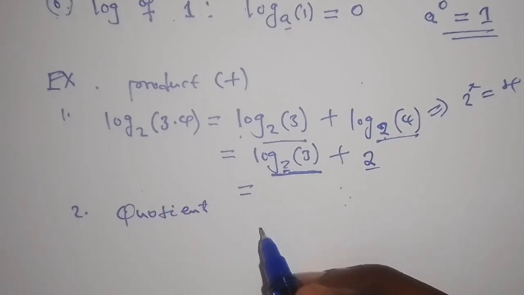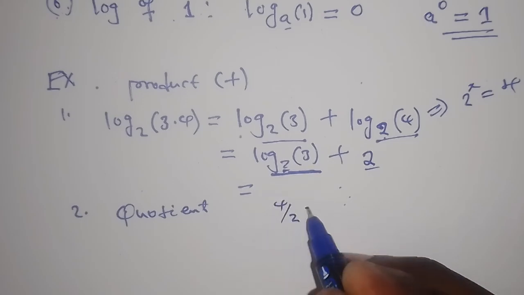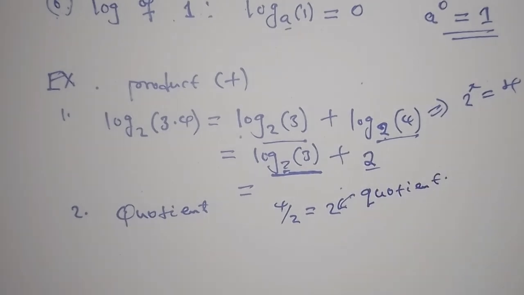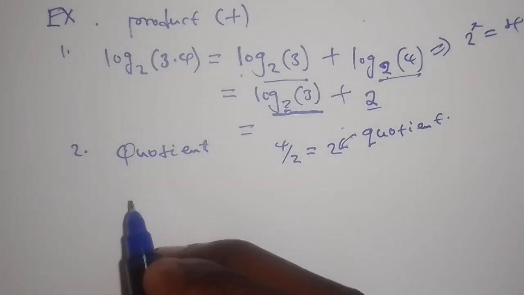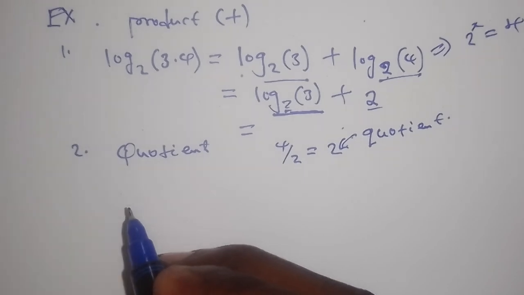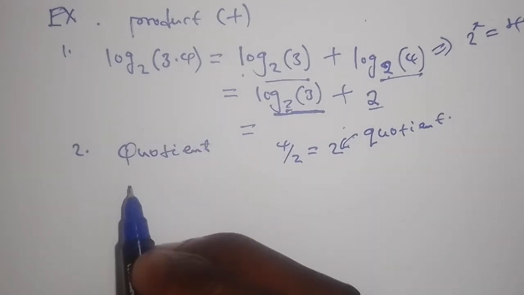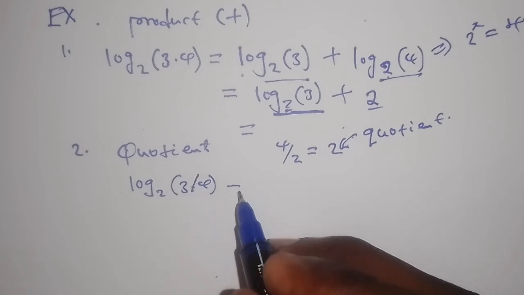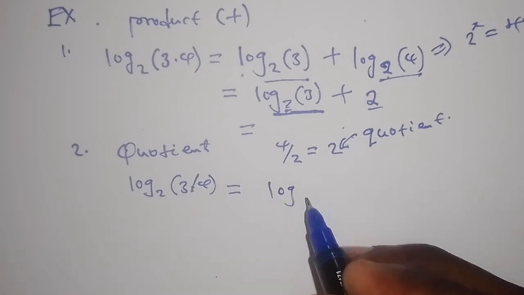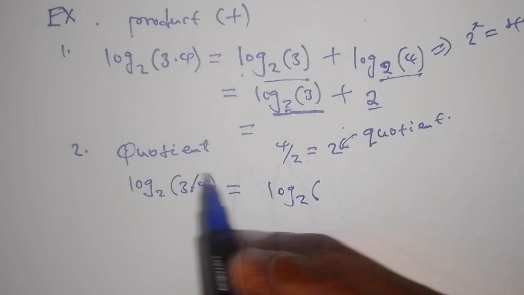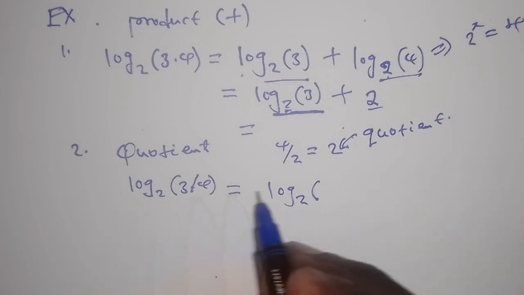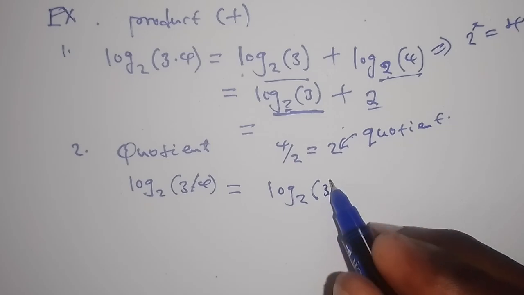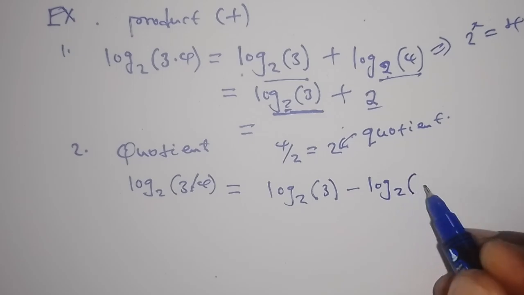Now we know that the quotient is what you get when you divide, let's say 4 divided by 2, the answer is 2. This number is called the quotient. To give an example on that quotient: log of 3 divided by 4, base 2. When you are doing the quotient, dividing, then you separate the two logs by using a minus as the mathematical operator, and this is going to be log base 2 of 3 minus log base 2 of 4.